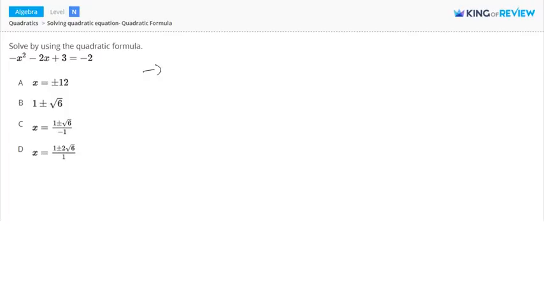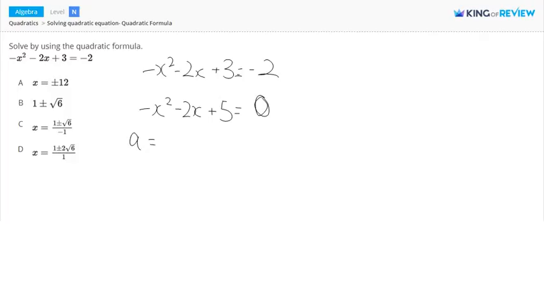So, let's begin by making the quadratic equation nice, because we still can't apply the quadratic formula. We did a previous problem that was kind of like this, but we actually have to set it equal to 0. So we have to add 2 to both sides. So let's do that. Plus 5. Now we're ready to apply the quadratic formula.